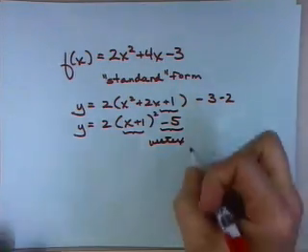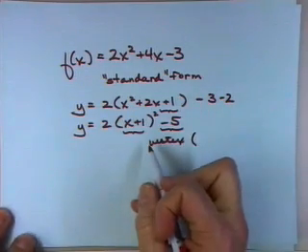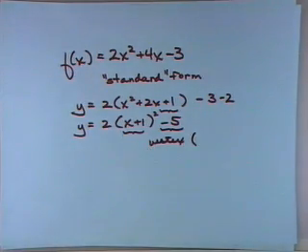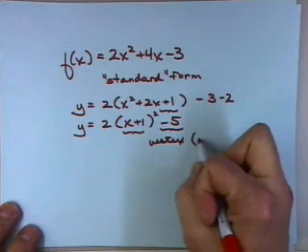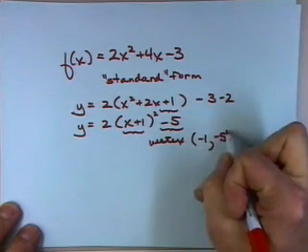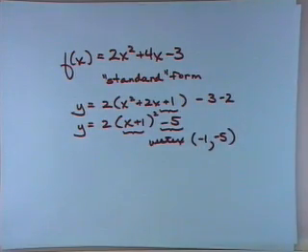So the vertex ought to be, if those weren't there, right? If it were just y equals 2x squared, the vertex would be at the origin. So we move the vertex from the origin left 1 and down 5. So there's the vertex.